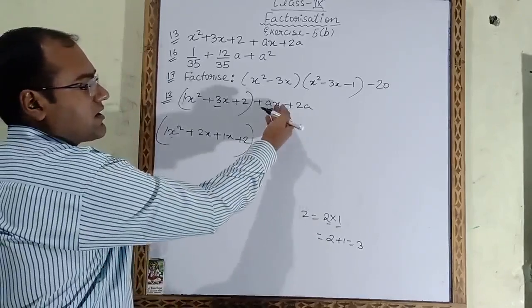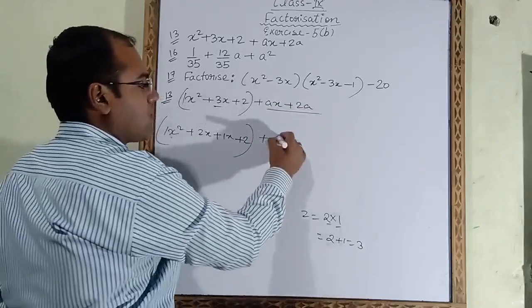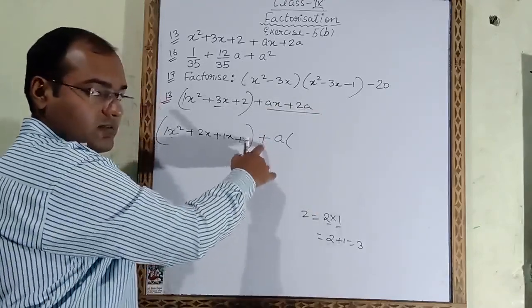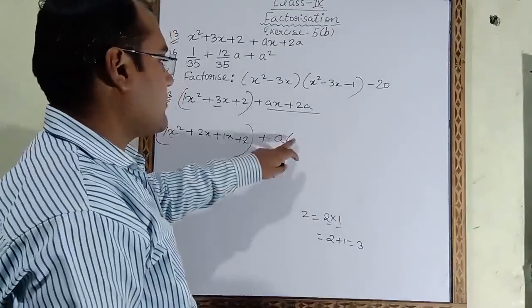Now come to this side. What is written here? Plus ax plus 2a. From these two we will take a common. But you have to take the sign. Here we are taking a plus sign. So plus and plus will be plus only.